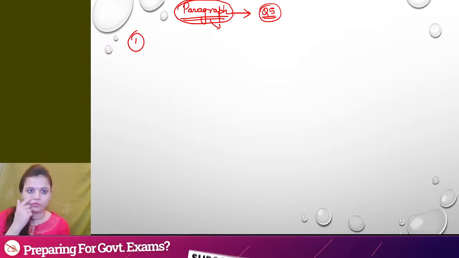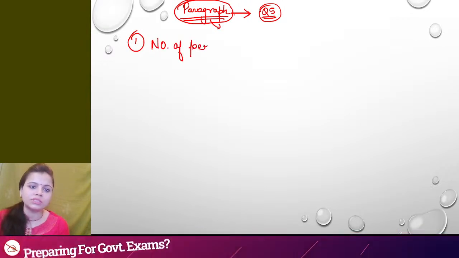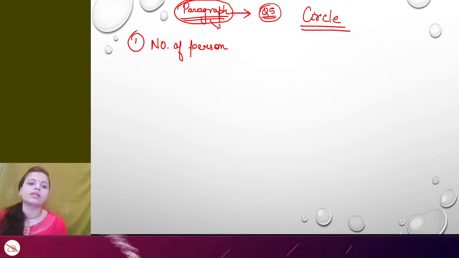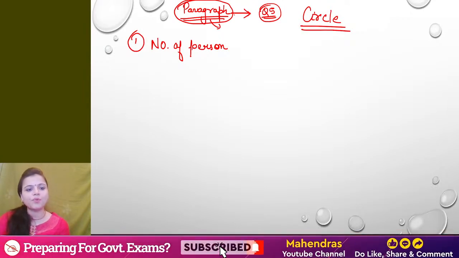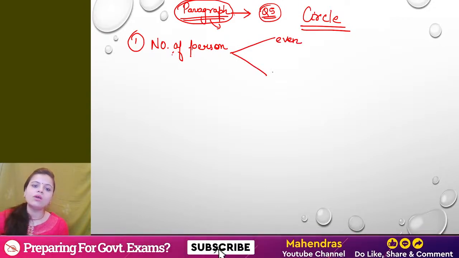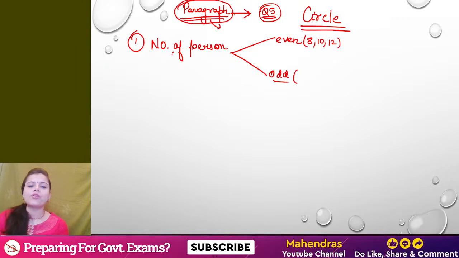What first you observe in a paragraph is the number of persons. First you have to observe how many persons are sitting. I'm doing the circular arrangement, so the number of persons is important. Why? There are two types of number of persons: even number or odd number, right? For even it may be 8, 10, 12, and for odd it may be 7, 9, 11.